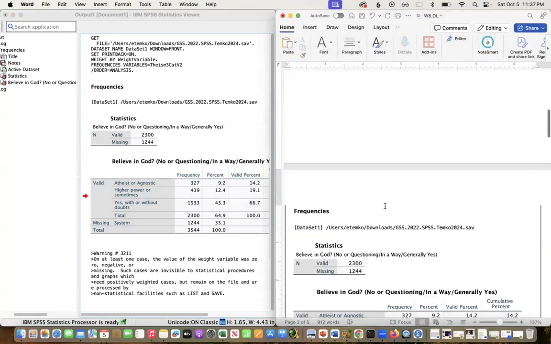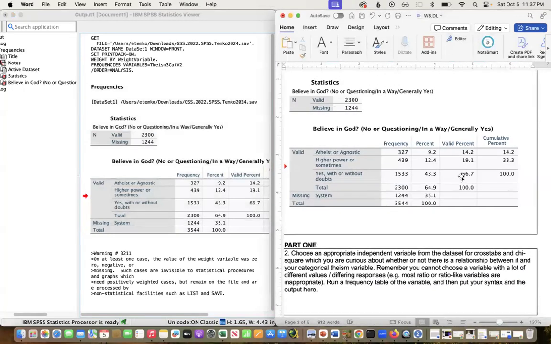Okay, so we can see here that about 2/3 of respondents do believe in God with or without doubts. Just under a 1/5 believe in a higher power or sometimes believe in God. And then just over 14% are atheist or agnostic.